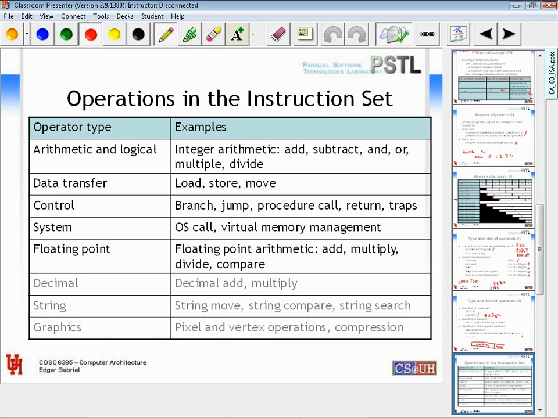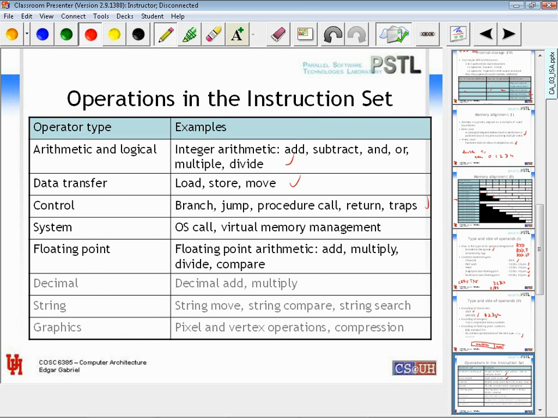What are the types of operations supported by the instruction set? Well, the most popular and clear ones are arithmetic and logical instructions such as add, subtract, and, or, multiply, divide operations. You also have data transfer operations such as load, store, and move. You have control instructions such as branches and jumps, or function calls, or returning from function calls.